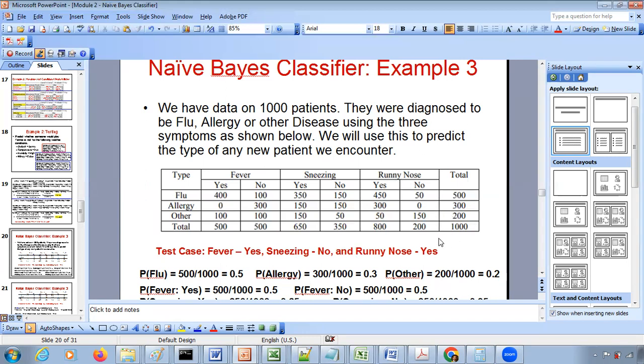Now, for other diseases, out of 200 people who reported other diseases, 100 reported yes for fever, 100 no for fever, 150 yes for sneezing, 50 no for sneezing, 50 yes for runny nose, and 150 no for runny nose.